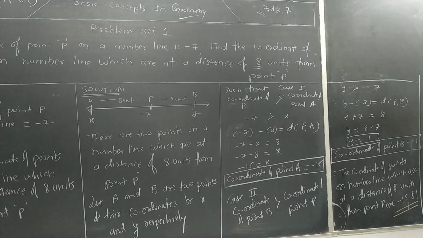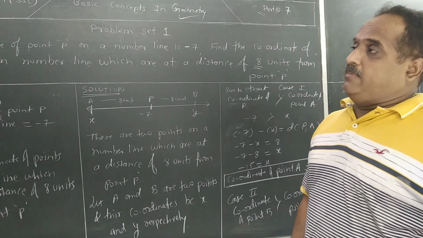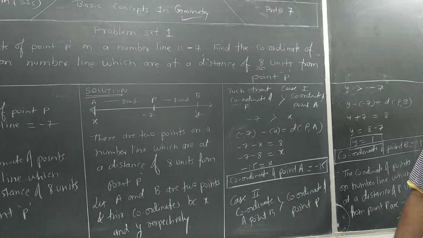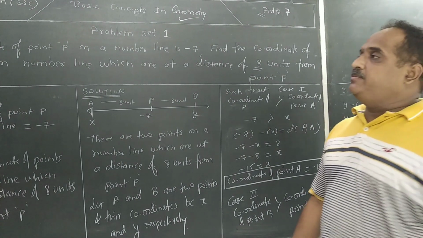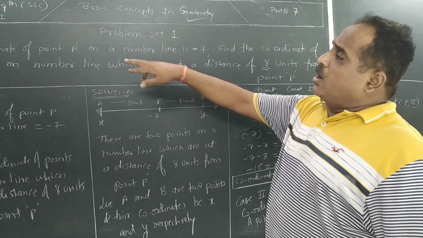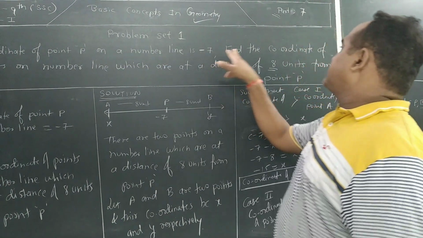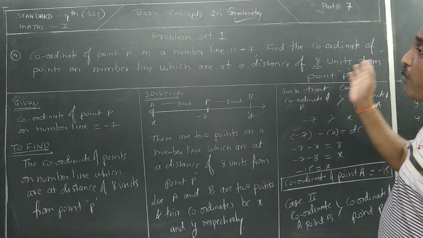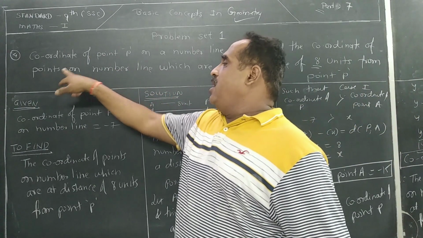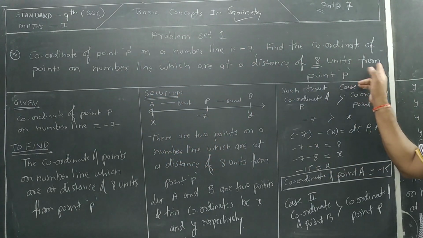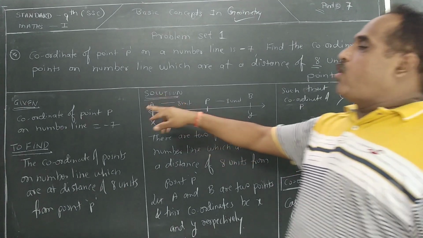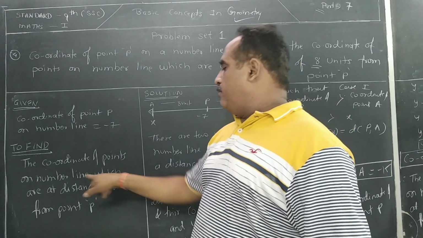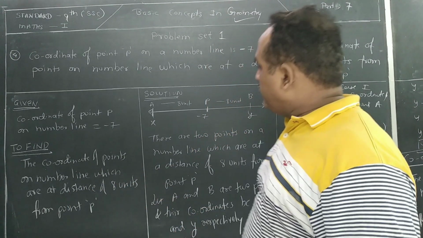Have you understood this? Once again, see the question. The question was a little bit, as you're in 9th standard, these kinds of questions are now beginning, and you have to think. See, what is the question? The coordinate of point P on a number line is minus 7. We have to find out the coordinates of points on a number line which are at a distance of 8 units from point P. So what they have given is that the coordinate of point P on a number line is minus 7, and they have asked for the coordinates of points on a number line which are at a distance of 8 units from point P.